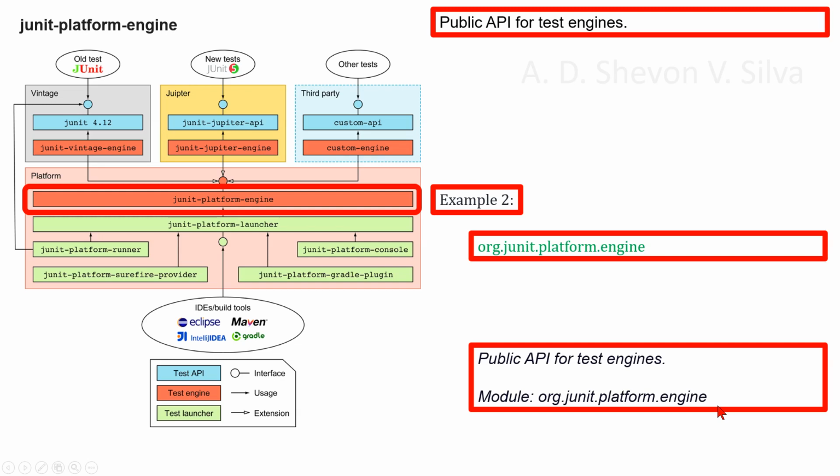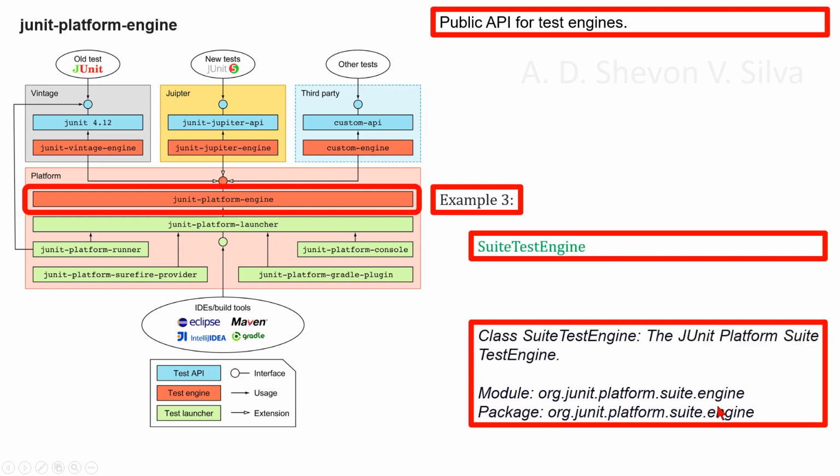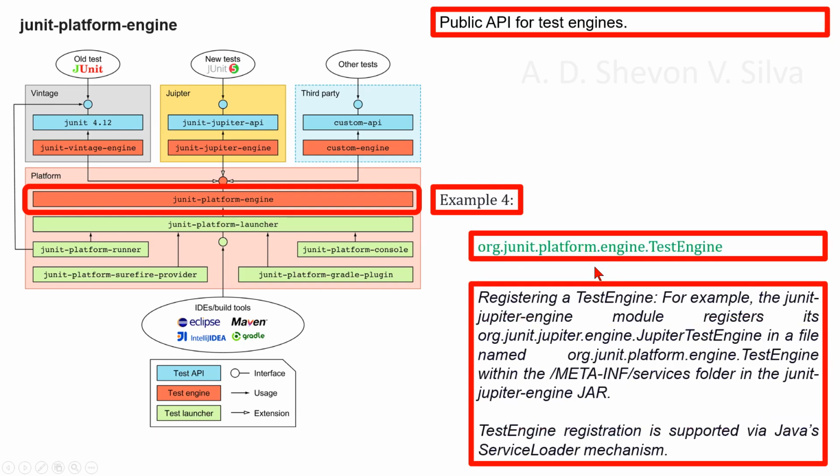execution reporting support. As example 3, we can consider SuiteTestEngine, class SuiteTestEngine, the JUnit Platform Suite TestEngine. This is in the module org.junit.platform.suite.engine and in the package org.junit.platform.suite.engine. As example 4, we can consider registering a test engine.